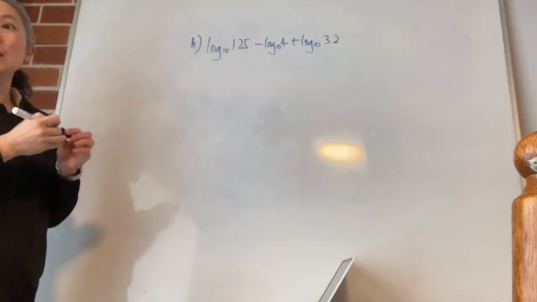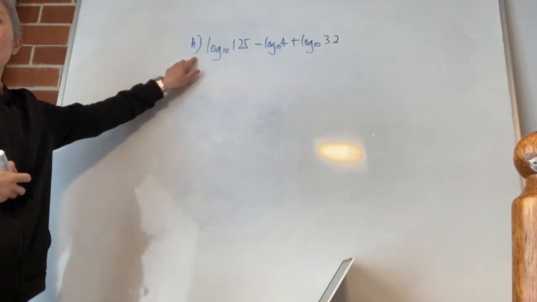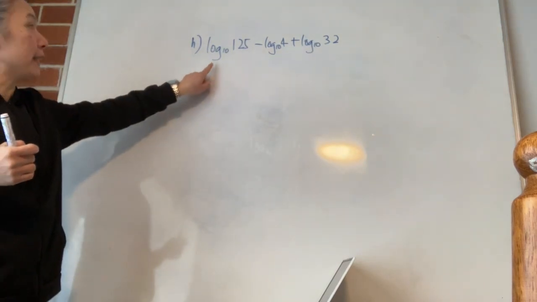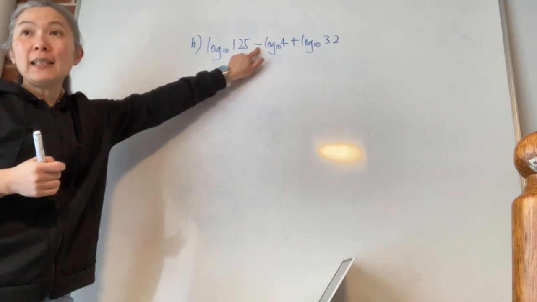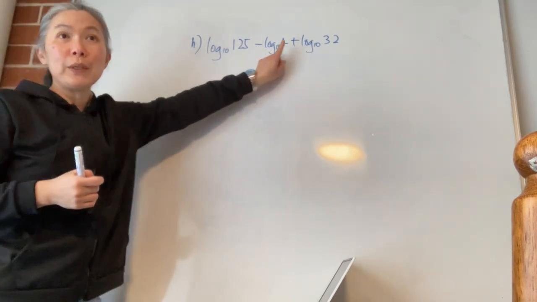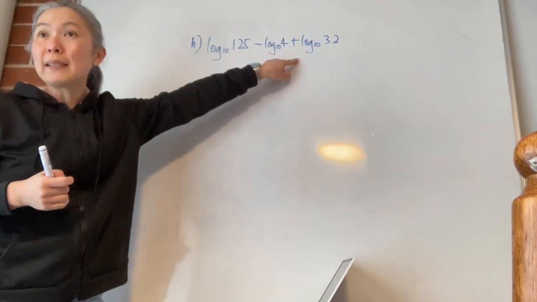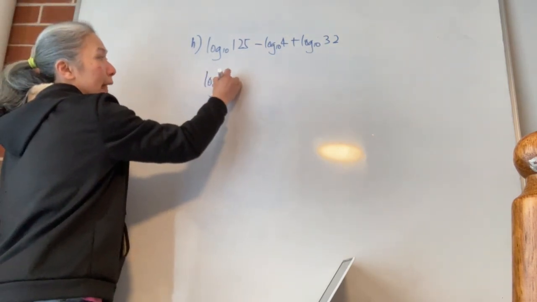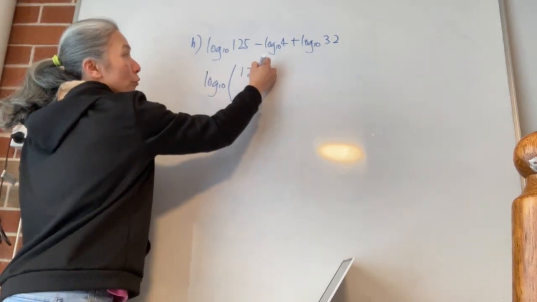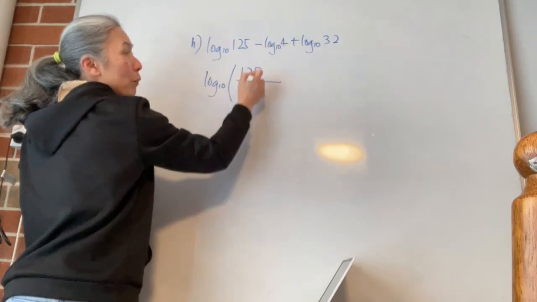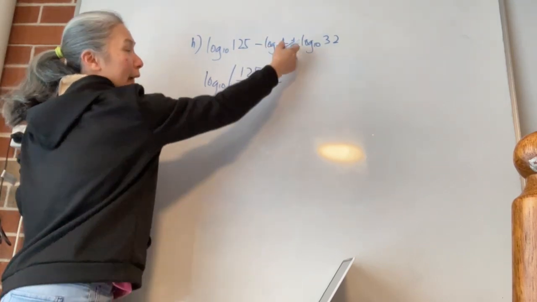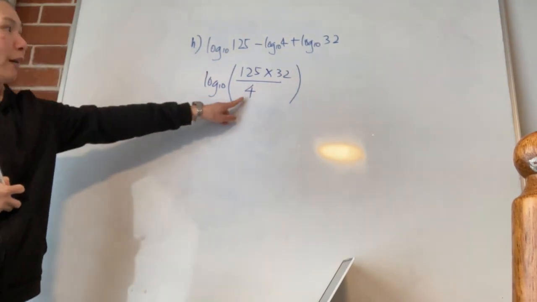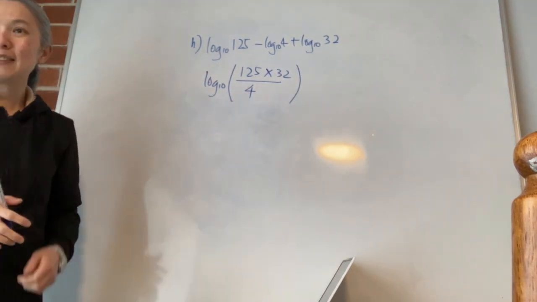Okay, if you look at this question, which is question H, you have 3 terms. One of them is a minus, the other one is a plus. We know the minus is a divide, plus is a times. So you are going to write it as log base 10 of 125, this number will go down as a divide, and times, and you can work out what that number equals.